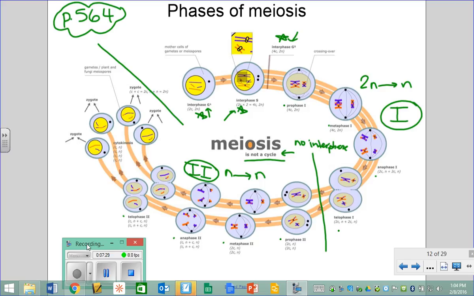Now, this is just the overview. We're going to go through and talk about what each of the sections looks like and maybe what its defining characteristics are. Before we do that, does anyone want to ask any questions about the overview of meiosis?